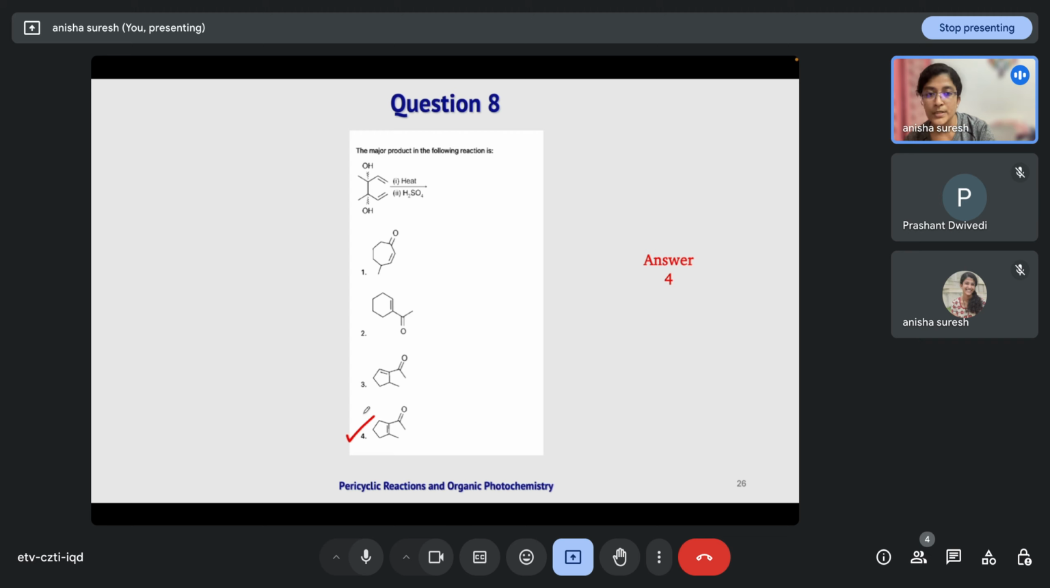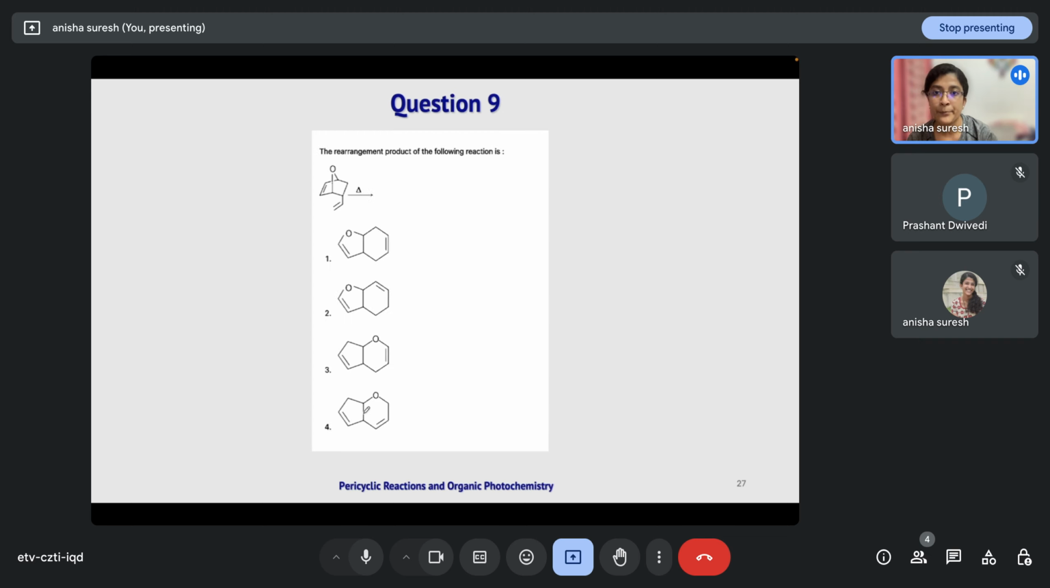If there are no doubts, we will move to question number 9. The rearrangement product of the following reaction is... So this is also an example of a 3,3 sigmatropic rearrangement. So the numbering will be like 3, 2, 1, 1, 2, 3. So what is the final product that is forming here?